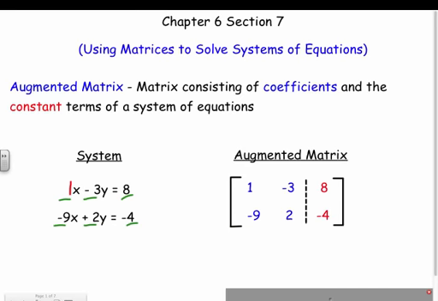So all I did is I drew a matrix using the coefficients, right? So we can see that the imaginary 1 in front of the x, so I put a 1 in the top left. Then I had a negative 3, so I put a negative 3. And then I have an 8, so I put an 8 all in the first row. And the equal sign, I use this dashed line to represent the equal sign. And the same thing with the second row, negative 9, 2, and negative 4. So here's my augmented matrix. So first step, that's all we're going to do. We're going to take a system and let's write it in an augmented matrix, just so we get used to that before we solve it.